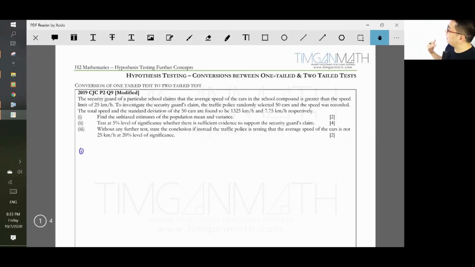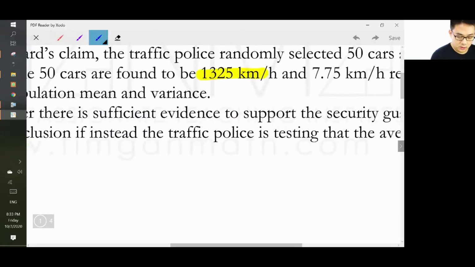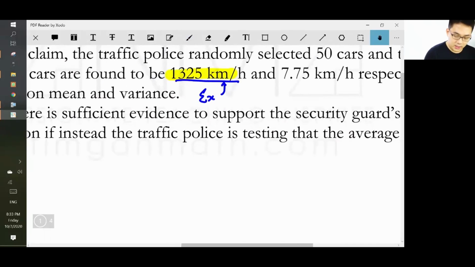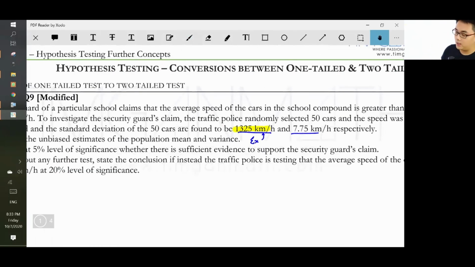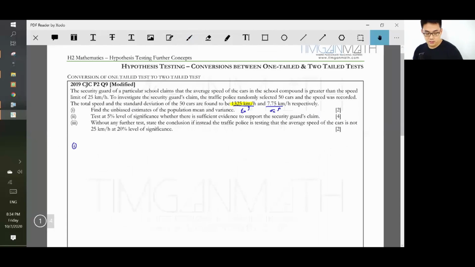The total speed and the standard deviation of the 50 cars are found to be 1325 and 7.75. So this one here is your summation of X, the total speed, whereas this one here is what? Can someone tell me what this is? Yes, 7.75 km per hour. Very good, that's the sample standard deviation.